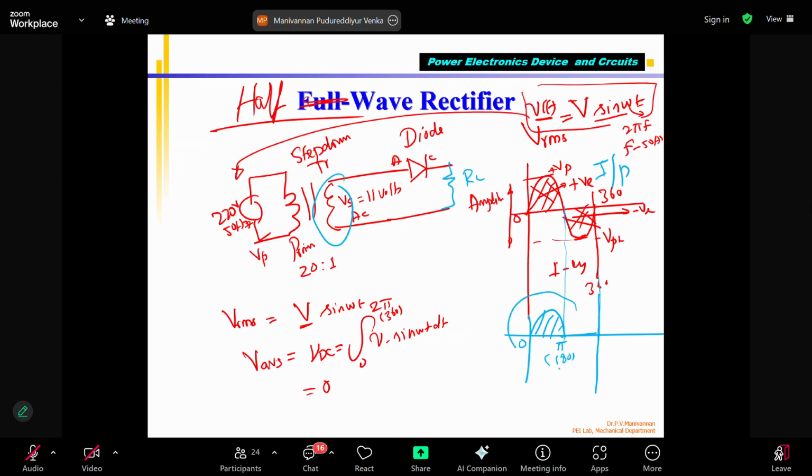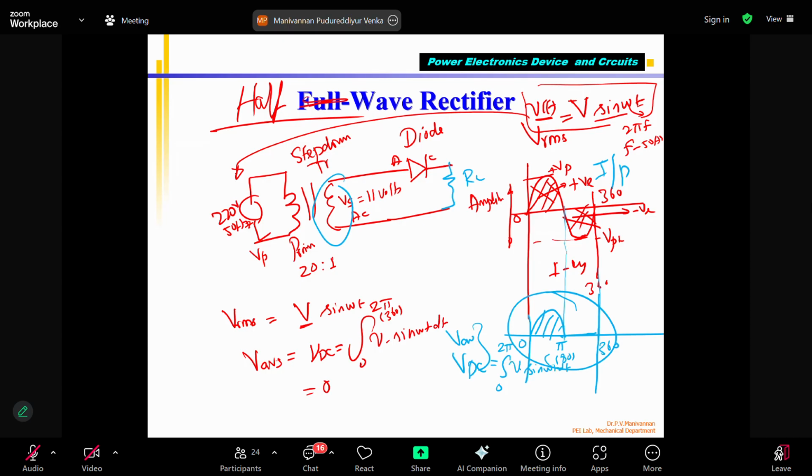This is what is going to be there in RL: half-wave rectified, only the positive half cycle. Now, again, if you want to find out VDC for this, VDC or V average is equal to the integral from 0 to 2 pi of V sine omega t dt.